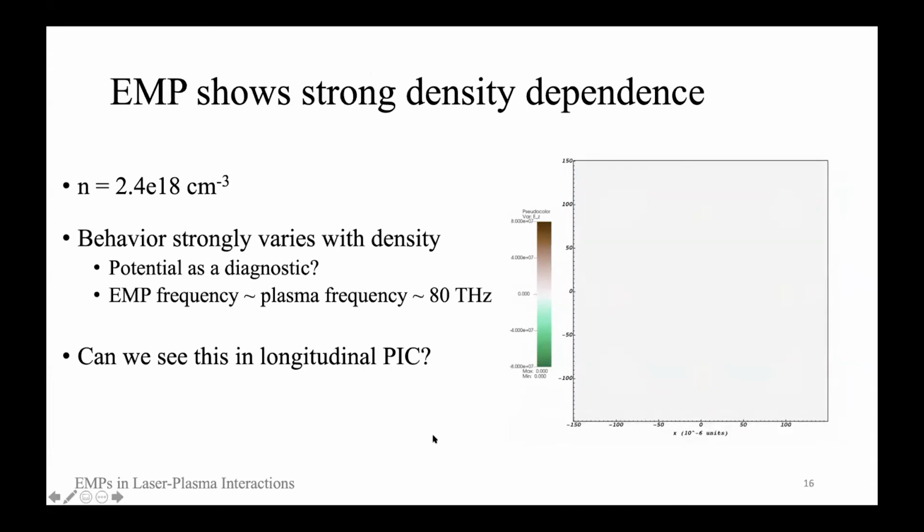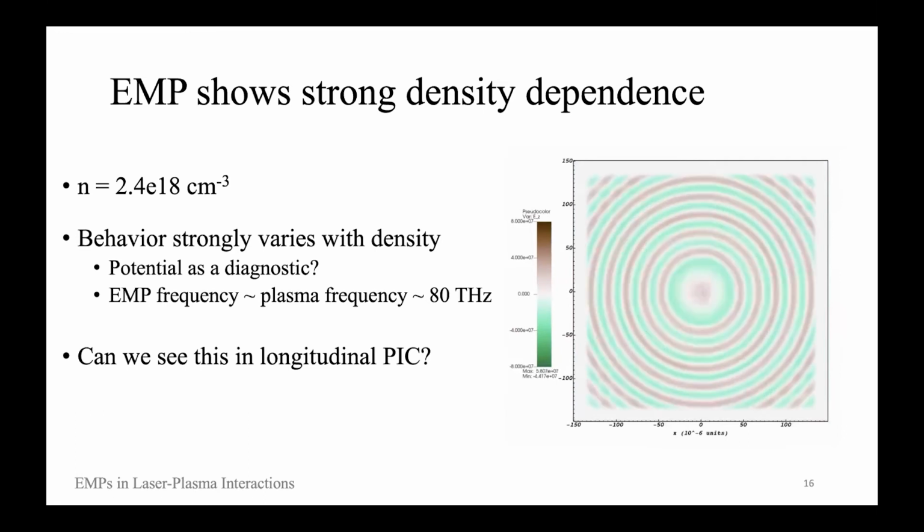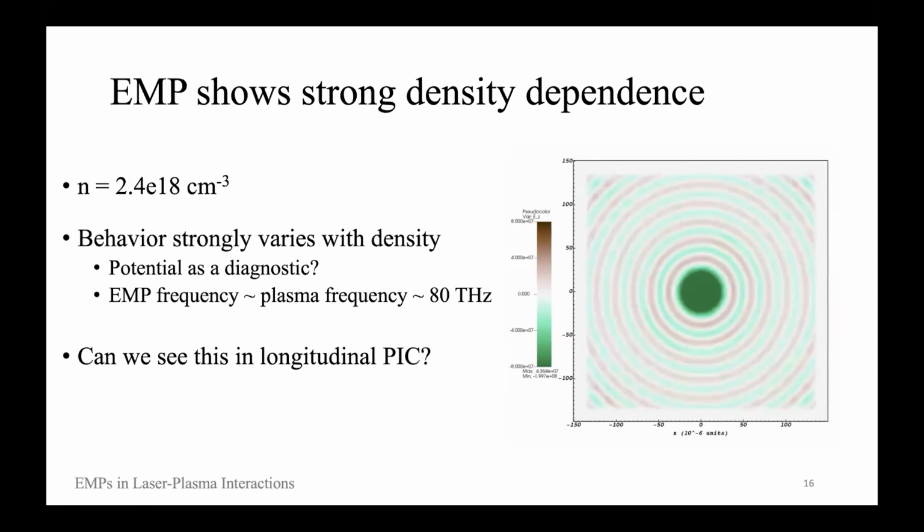And as you can see, instead of a single pulse, we're getting a repeated ringing structure propagating away from that plasma and out into the simulation. And this raises the question of whether we can use this as a diagnostic, whether it's reflective of the plasma density or other properties of the simulation. And one thing I'd like to point out is that the EMP frequency is very close to the plasma frequency. For this case on the right here, it's about 80 terahertz.